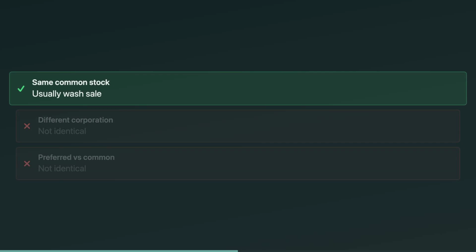What about substantially identical? The course level takeaway is, different corporations are not identical. So selling shares of one company and buying a different company's shares is not a wash sale. And even within the same corporation, preferred stock is not identical to common stock. On the EA exam, they usually keep it simple. Identical stock, spouse purchase, or an option to buy. Those are your big triggers.